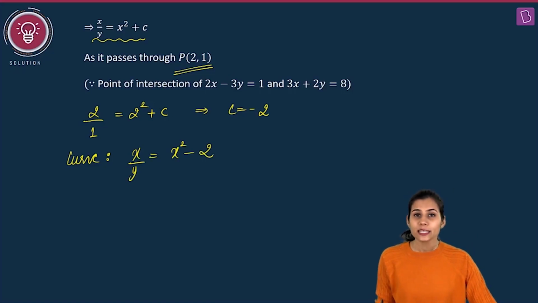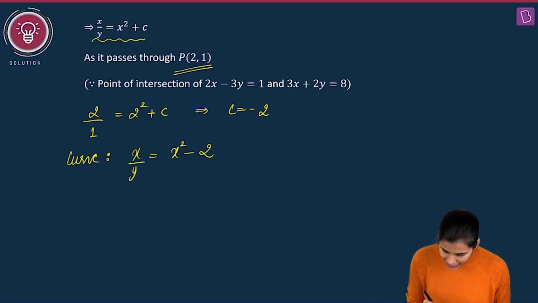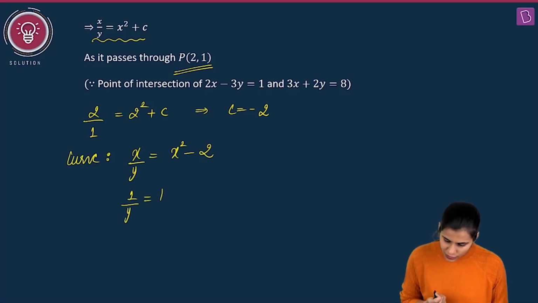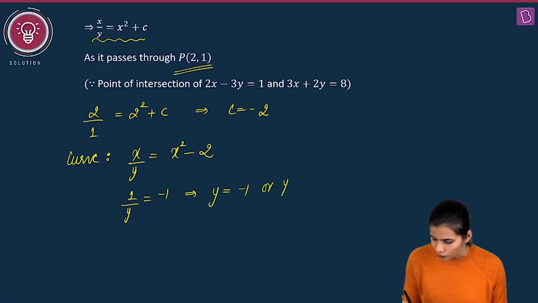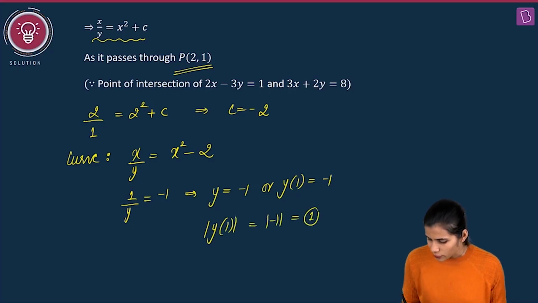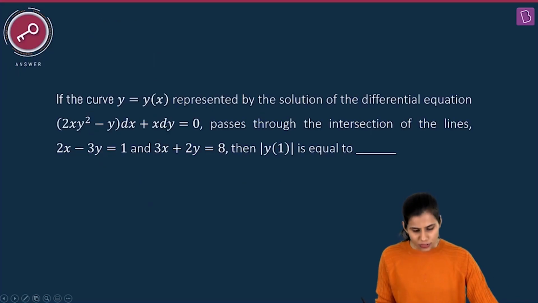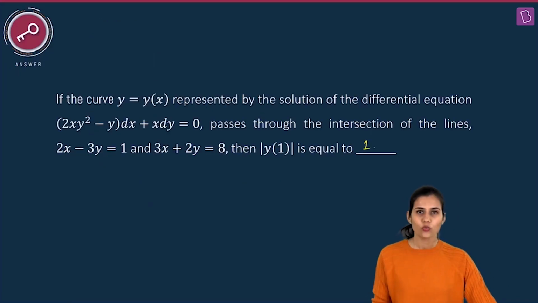Now what is the ask? Let's compute y of 1. Plug in x equals 1, you will get 1 by y equals 1 minus 2. 1 minus 2 is simply minus 1. This implies y is coming out to be minus 1, or y of 1 is minus 1. I wanted the absolute value of y of 1, which is the absolute value of minus 1, which is again 1. So your final answer to this question is 1. Bingo, you're done.